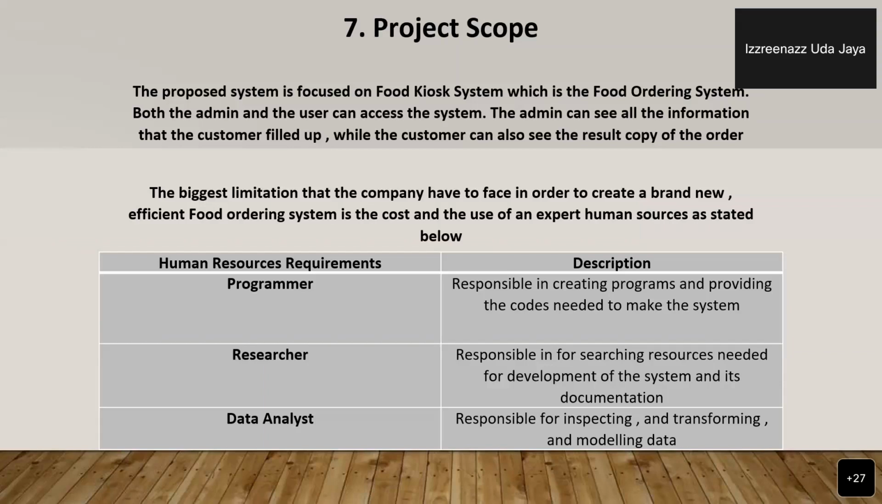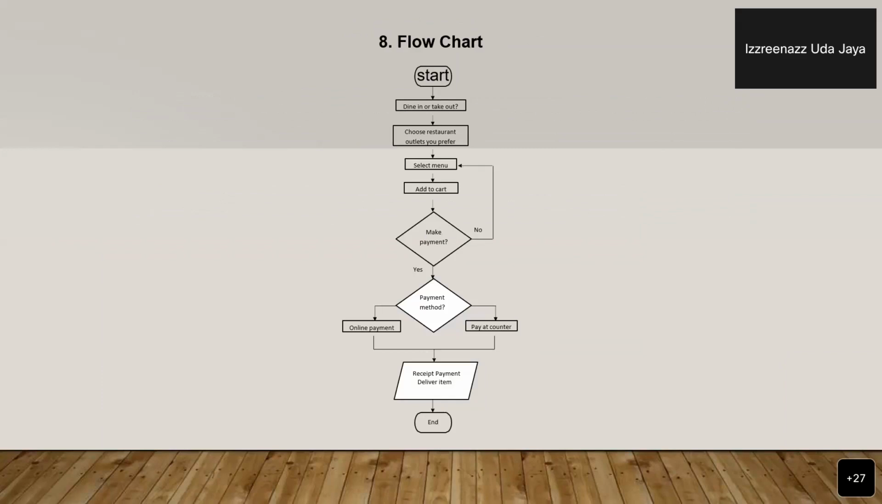Programmer description is responsible in creating program and providing the codes needed to make the system. Meanwhile, researcher is responsible in researching resources needed for development of the system and its documentation. Which is lastly data analysis, responsible for inspecting and transforming and modeling data. And we have a flow chart. Can you see it very well?